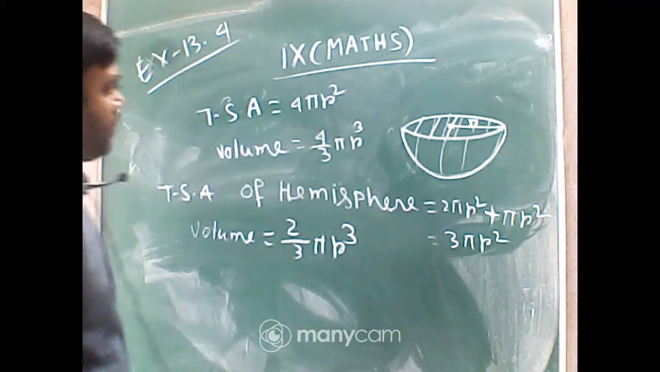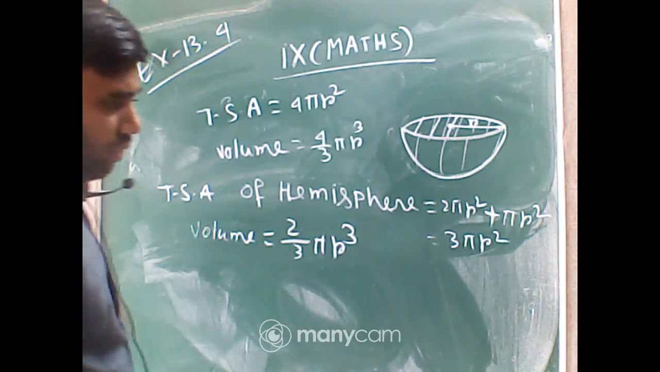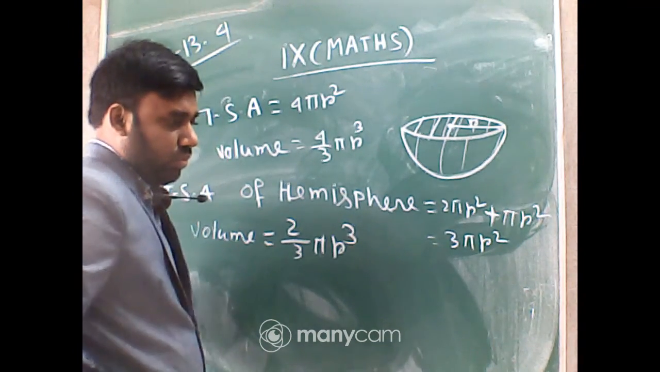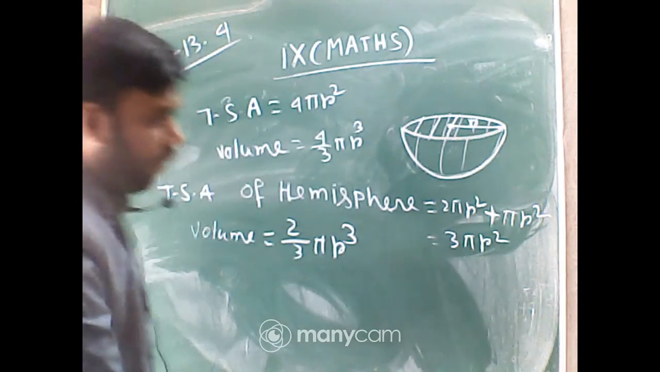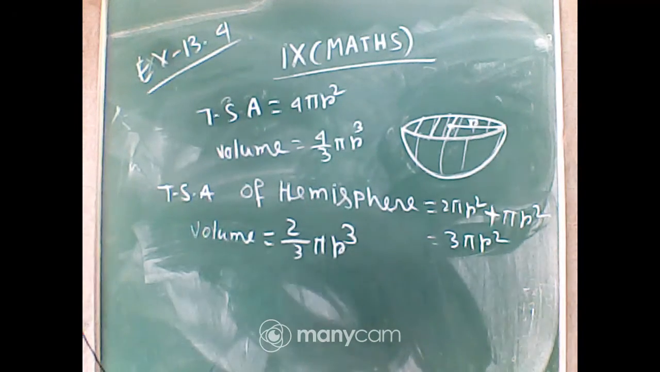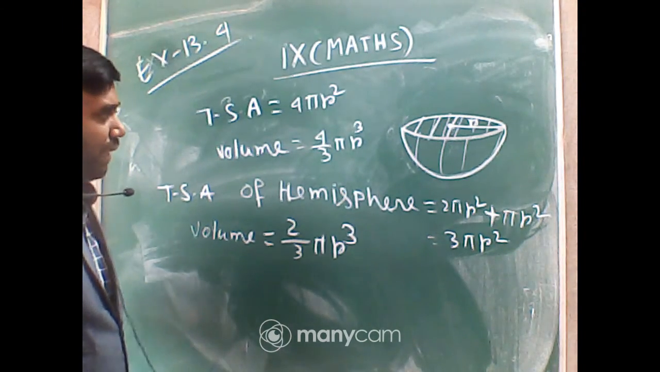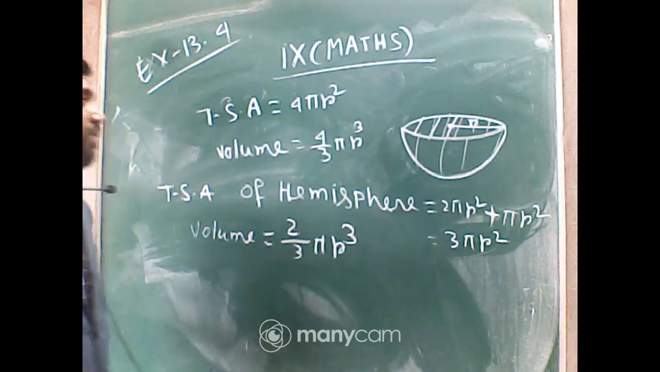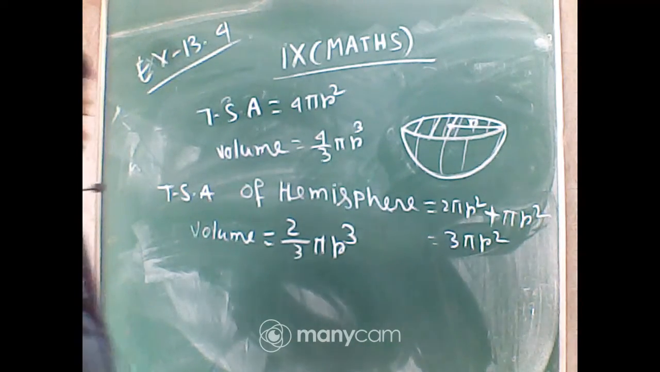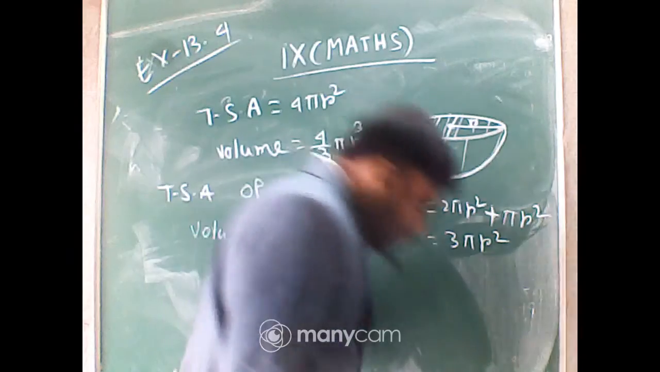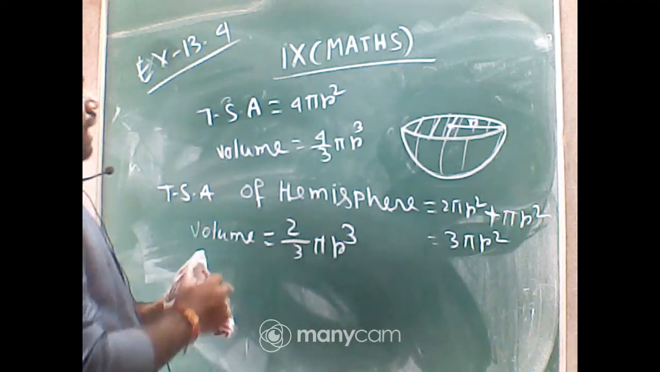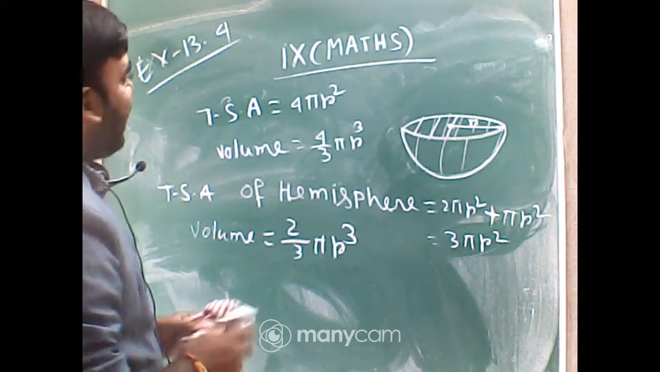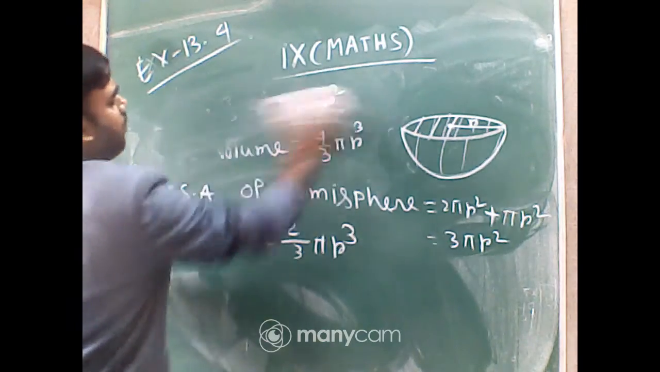Got it, everyone? Yes or no? Any problem regarding this formula? Total surface area 4 pi r square, volume 4/3 pi r cube, total surface area of hemisphere is 3 pi r square, and volume of the hemisphere is 2/3 pi r cube. So these are the basic formulas of sphere. Now we will get into the exercise, that is 13.4.